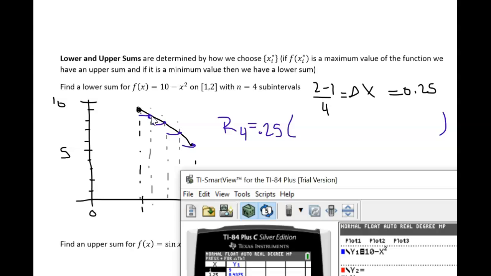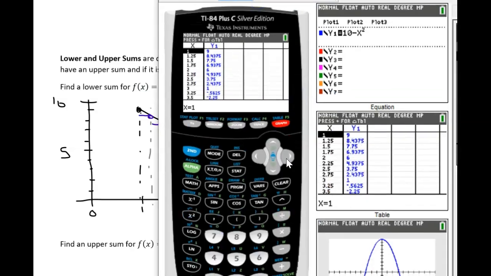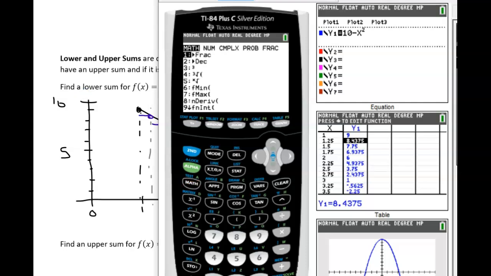So the first point we care about is 1.25, so we're going to do, I wonder if I can fraction this. I feel like that'll be a little easier to write.